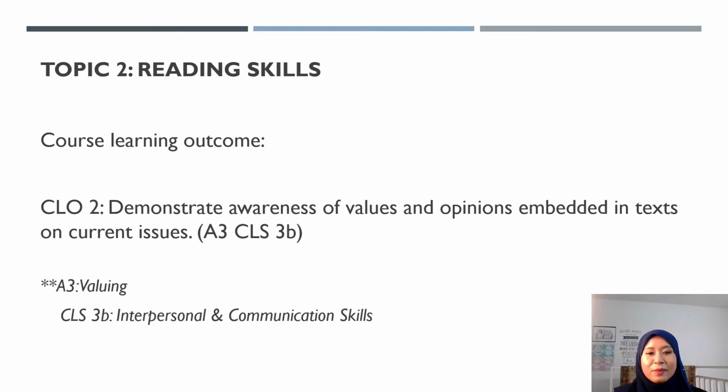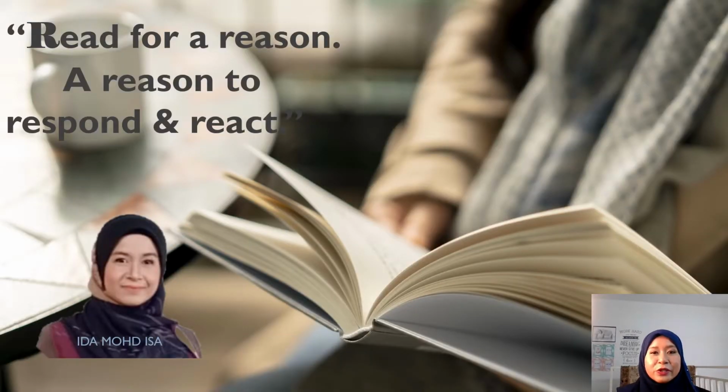The course learning outcome is to demonstrate awareness of values and opinions embedded in text on current issues. So, read for a reason to respond and react. When you are reading, you need to be able to comprehend the information. If you read for the reason to understand, you would be more focused and try to comprehend the materials. So if you want to be a good reader, you must also be able to respond with your thoughts about the text and react to how the text is related to your knowledge.